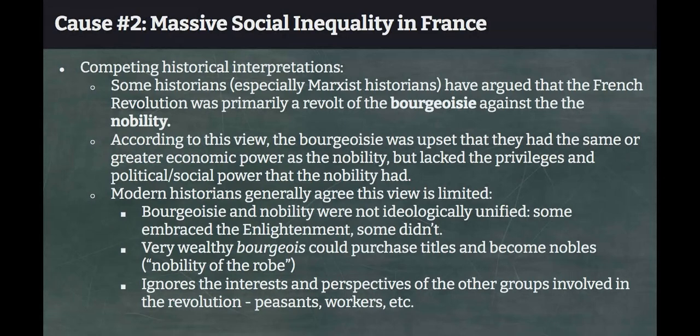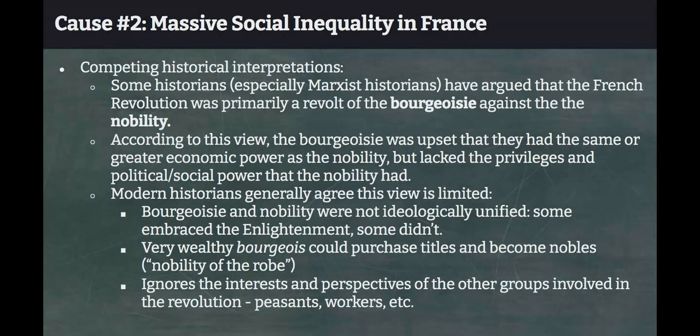So Marxist historiography has kind of gone out of fashion, and this is what they argue. Modern historians generally tend to agree that the bourgeoisie and the nobility weren't ideologically unified. So it doesn't really make sense to look at them as two solid, ideologically separate groups. Some nobles embraced the Enlightenment, some didn't, right? Some members of the bourgeoisie embraced the Enlightenment, some didn't. So it comes down to whether or not they embraced the Enlightenment, not necessarily their economic and political conditions. That's an argument that people make.